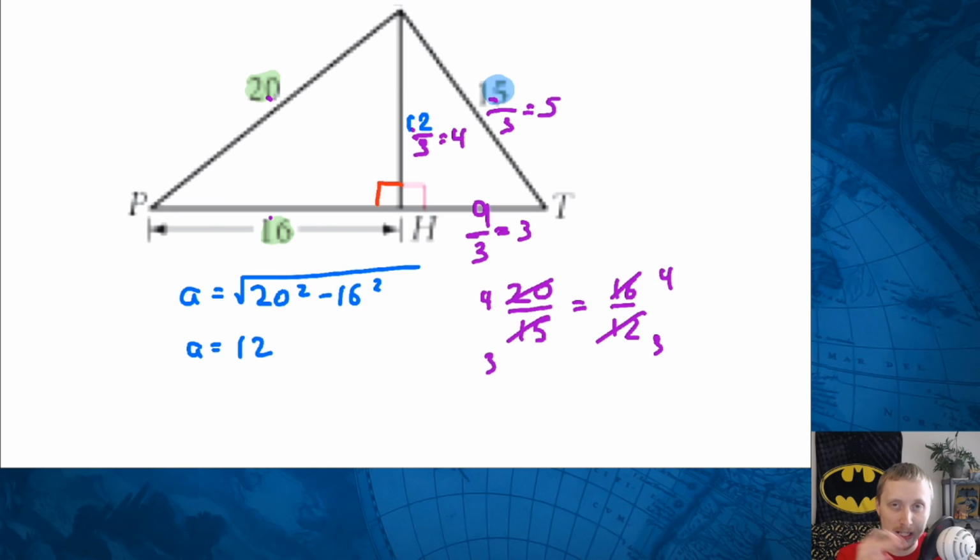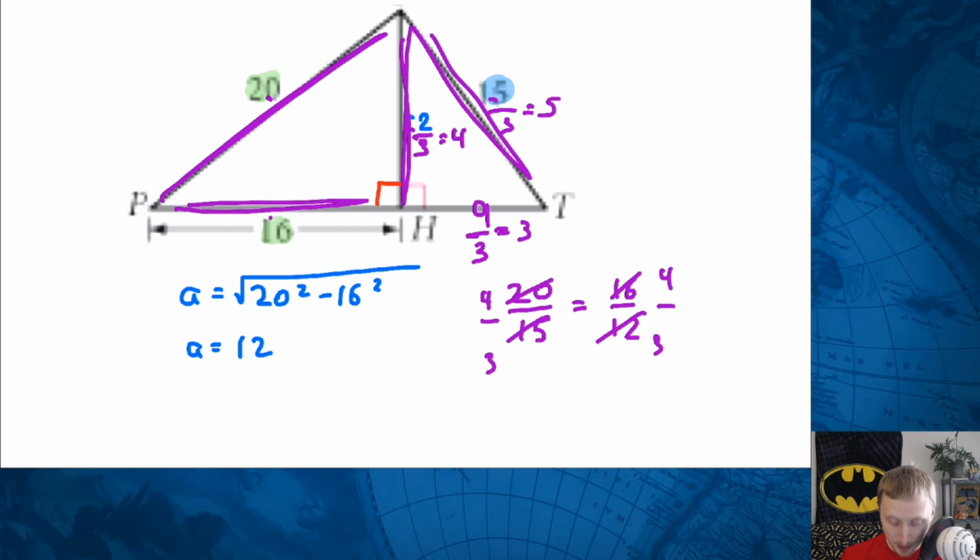So I divided by different numbers on either side. That's okay. I was just reducing the fractions there. 20 over 15 is 4 over 3. 16 over 12 reduces to 4 over 3. 4 over 3 is equal to 4 over 3. It's an equivalent ratio. Therefore, it is a proportion. Therefore, these sides and these sides are proportional.